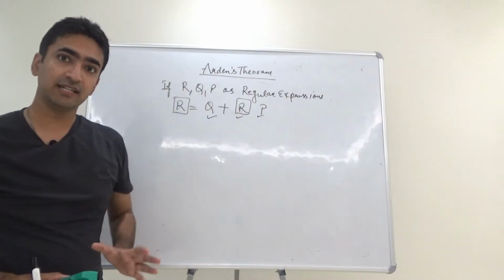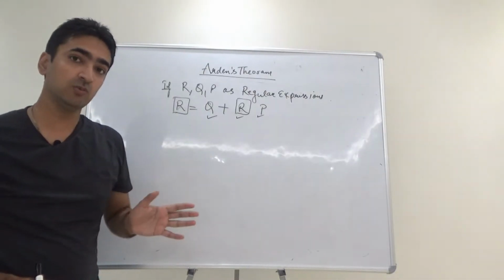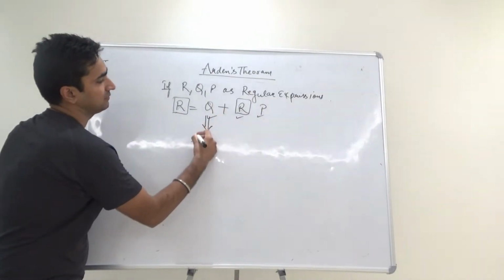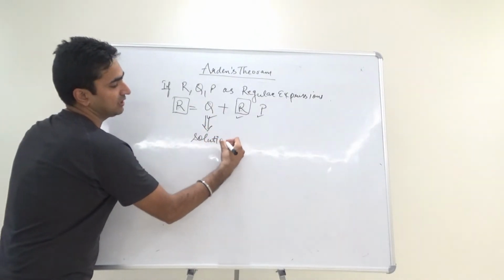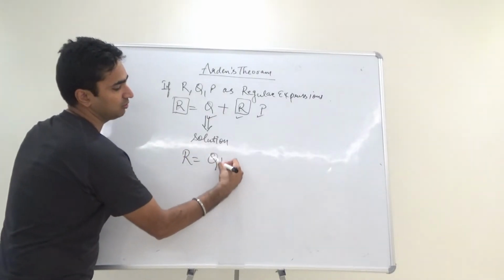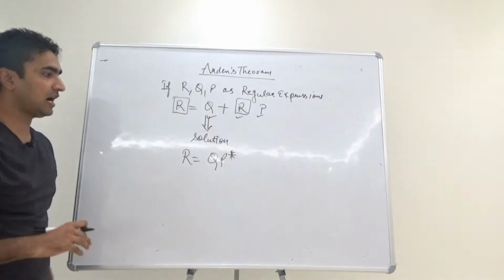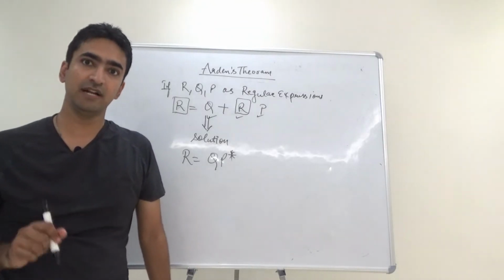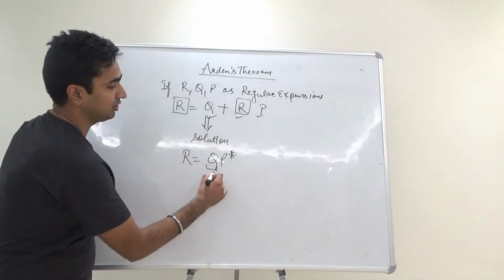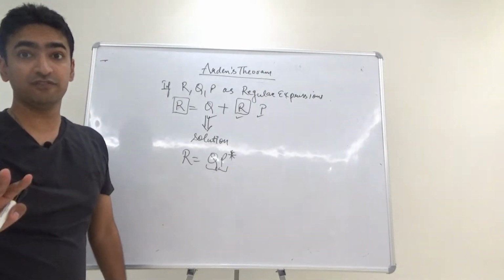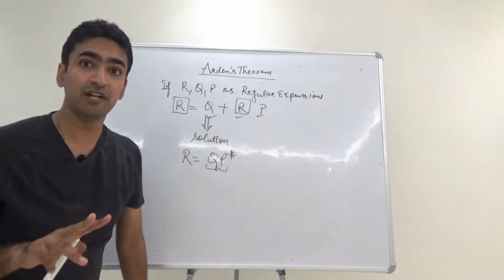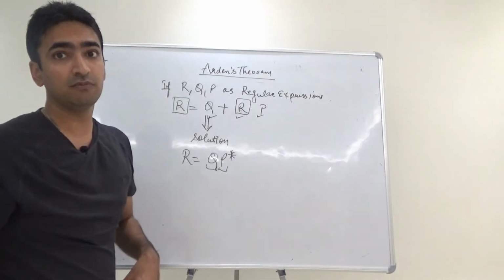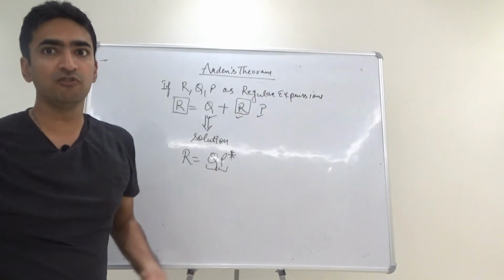So it says that when there is an equation R is equal to Q plus RP, it has a solution. And what is the solution? The solution is R is equal to QP star. Now what is R is equal to QP star? It means there is now a dependency of R on Q as well as P. Instead of three regular expressions, it is dependent on two regular expressions. So this is how Arden's theorem is defined, and it can be proven also.